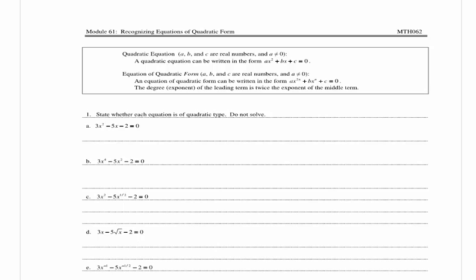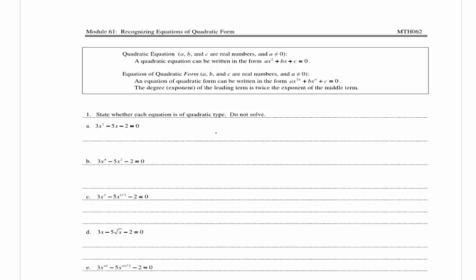So what we need to recognize is that in order to be in quadratic form, the exponent in the leading term must be 2 times the exponent of the middle term. So that's what we're going to look at when we're deciding whether each of these are in quadratic form. So in 1 it says state whether each equation is of quadratic type. Do not solve. In A we have 3x squared minus 5x minus 2 is equal to 0.